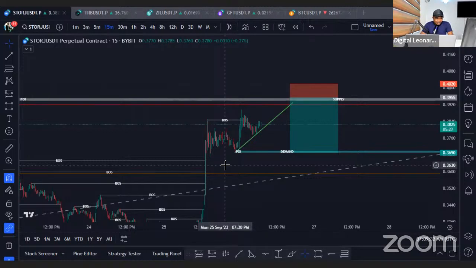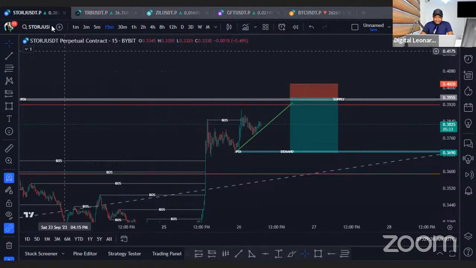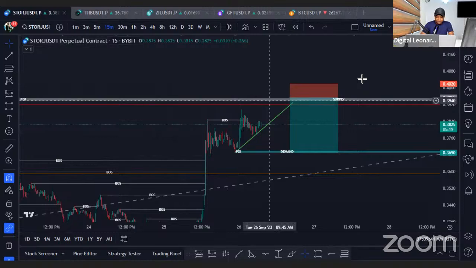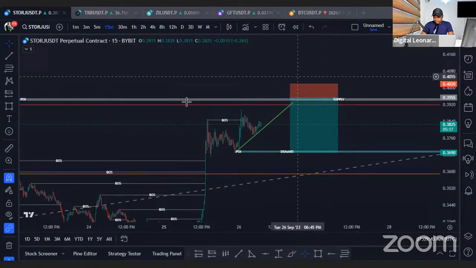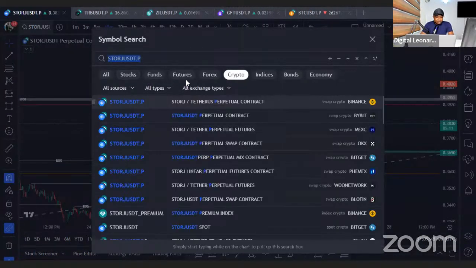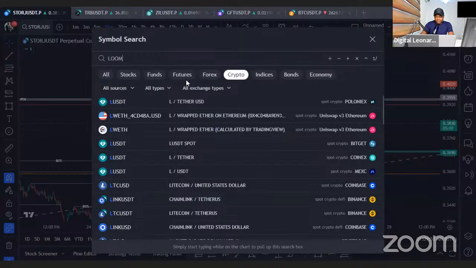And then Cyber. But you're still trading Cyber also. So yeah, for the Storch, I'll be equally looking at that. Let's see if that goes up to that area, I'll be taking a trade to the downside. And then let's start with Loom. I'll do Loom, then I'll come back to BTC, okay?